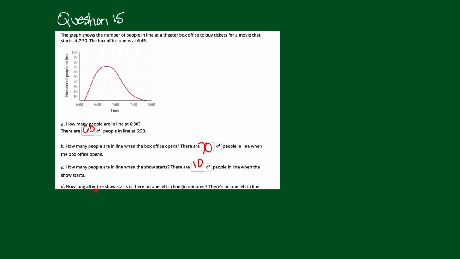Part D. How long after the show starts is no one left in line? All right, well, no one left in line. Down here it's 0. Now that looks like it's about 8 o'clock, and the question is, how many people are in line at that time? Well, it actually looks like a little bit before. So here's 7:30, here's 7:45. What do you think? You know what? I'm going to say that the show starts at 7:30. At least 30 minutes later, there's nobody in line, but it looks like a little bit fewer than that. So maybe like 25 or 20 minutes afterwards.